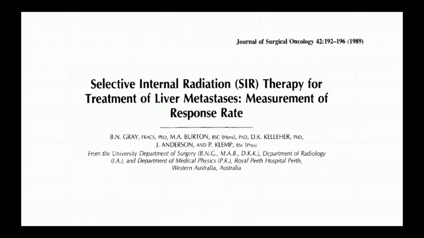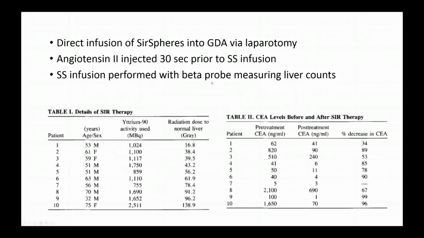This is actually the first clinical paper that was presented, in 1989. So it's a little while ago, but in the history of medicine, it's still relatively young. Dr. Gray was actually a colorectal surgeon, and he developed these microspheres with one of his colleagues in Australia to treat metastatic colorectal cancer. The first studies were done by open laparotomy with cannulation of the gastroduodenal artery and injection of these microspheres, and then using a probe on the liver itself to decide when to stop. They showed some nice results in terms of decrease in CEA.